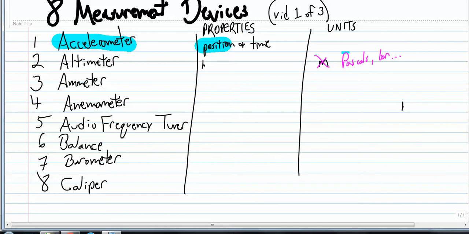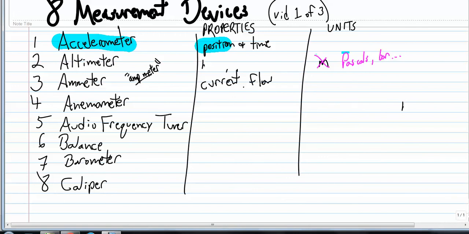So next one, an ammeter. And it's very hard for me not to say amp meter, because in my head, well, you'll see in a second. So yeah, when I say ammeter, I almost always say it incorrectly. I almost always say amp meter. But anyway, an ammeter measures the property of current flow.